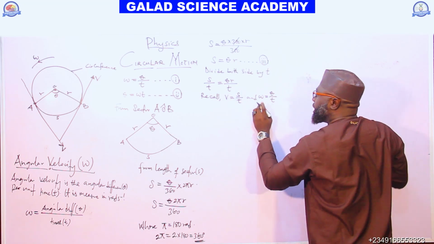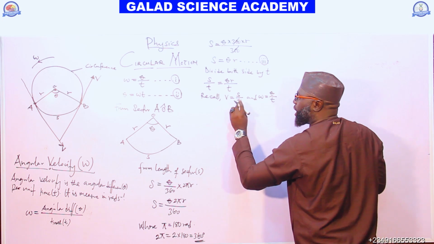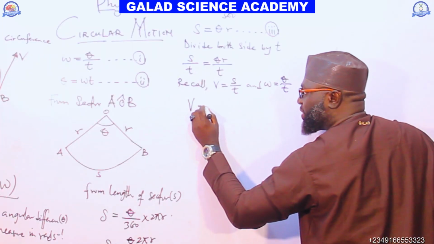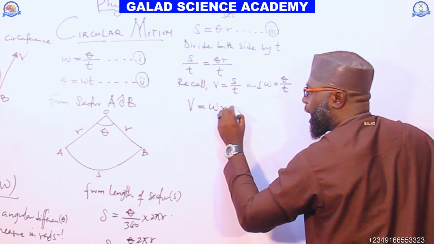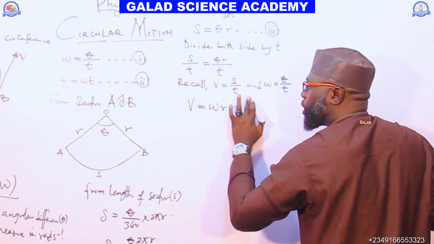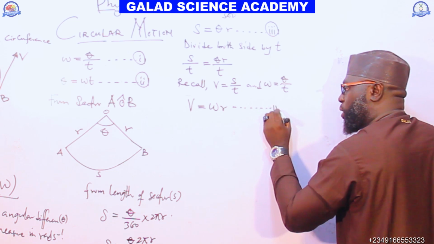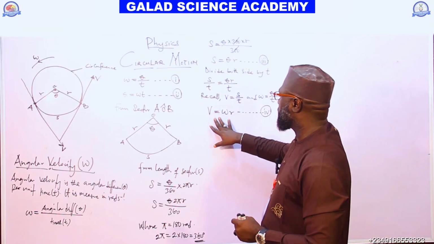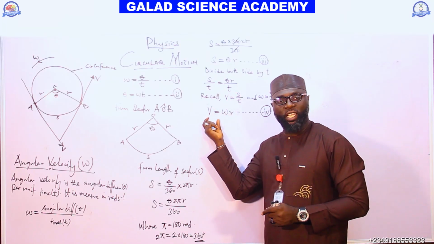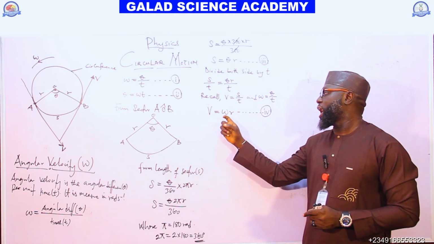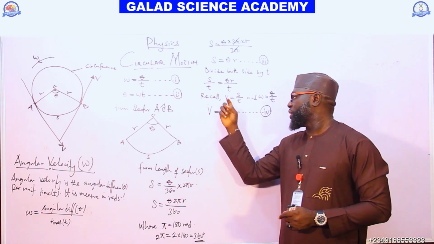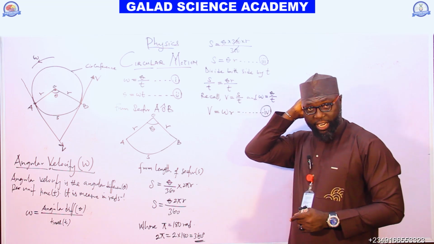By substituting for each, what do we have now? We have v, linear velocity, equal to omega r. This is equation 4. This equation 4 tells us that linear velocity is the product of angular velocity and the radius.